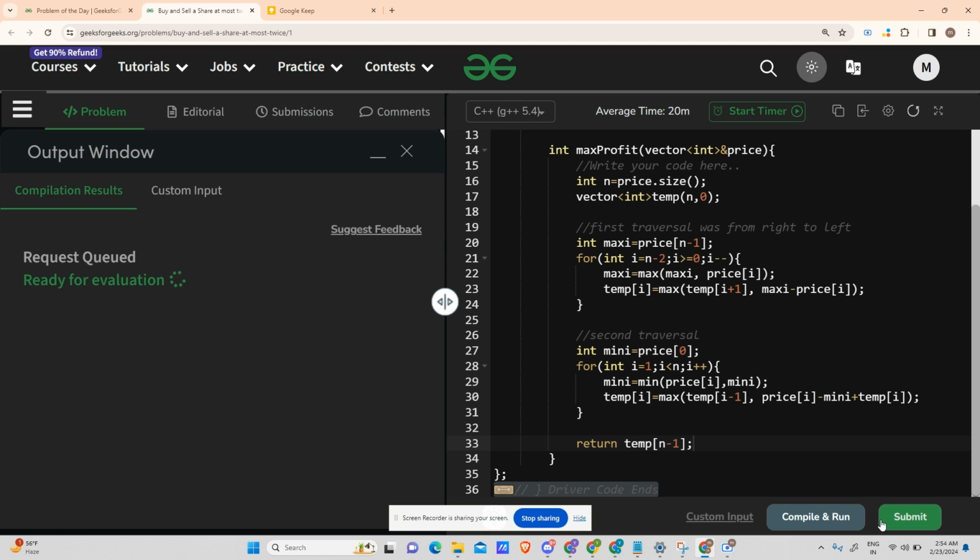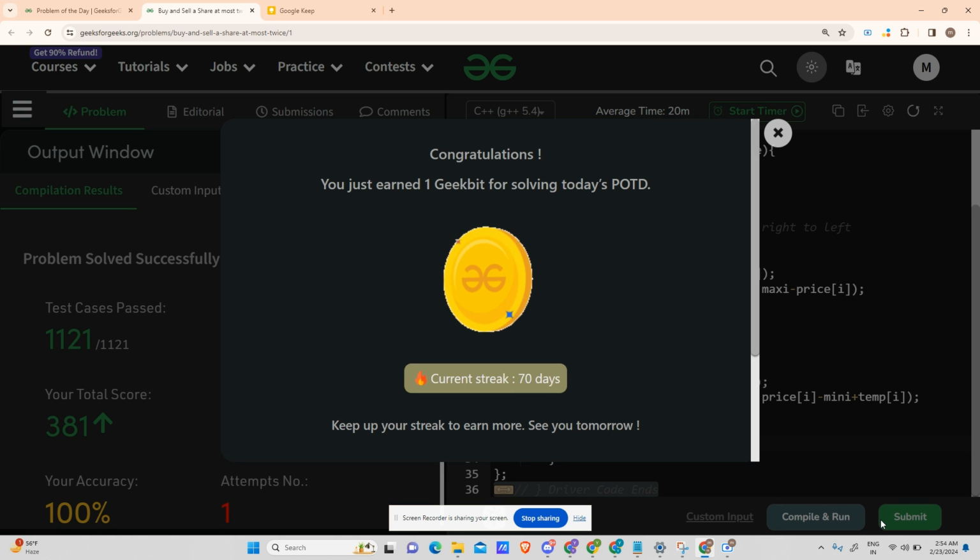Let us wait for the results. It is taking too much long time. I think many people are submitting right now. Yeah, it has worked correctly.